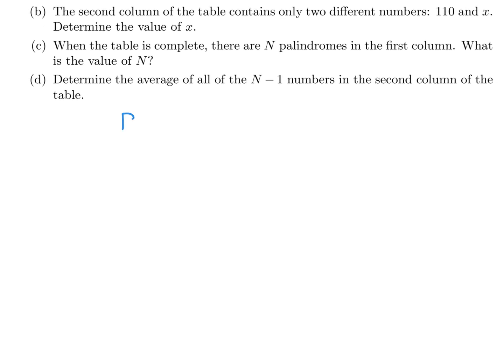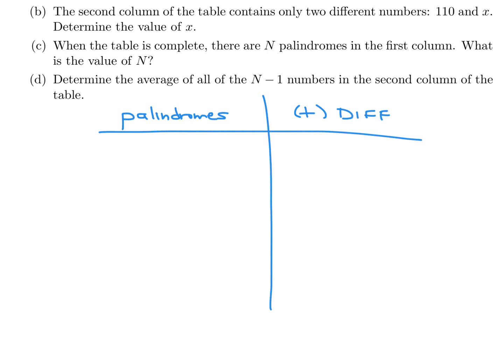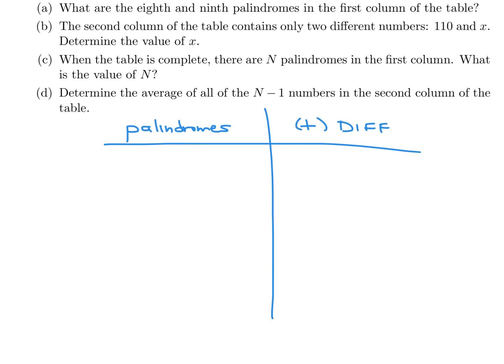Let's create the table. So we have the palindromes and we have the positive difference. So there we go. What do they want? The 8th and 9th, right? Okay, so we don't have to do too much here. So 1, 2, 3, 4, 5, 6, 7, 8. 8th and 9th. Okay, so we got 1001, 1111, 1221, and so on, right? It's not that difficult to come up with these.